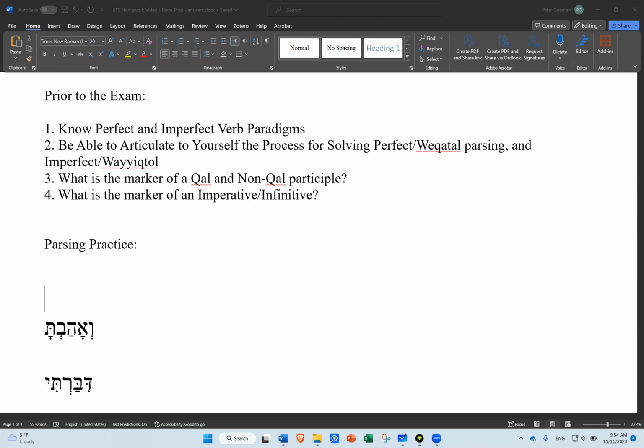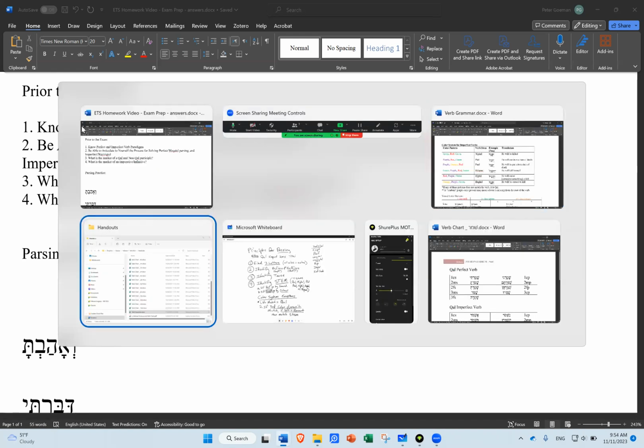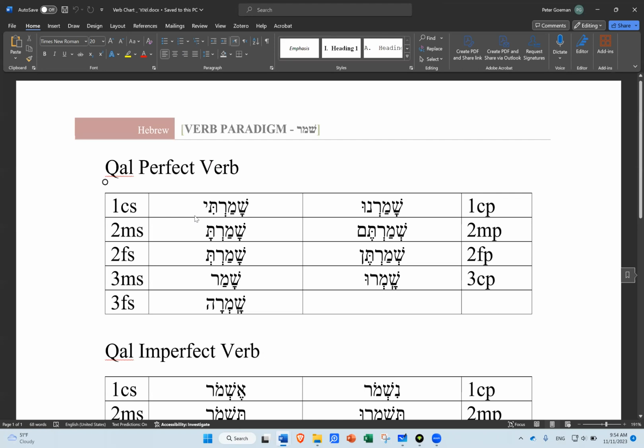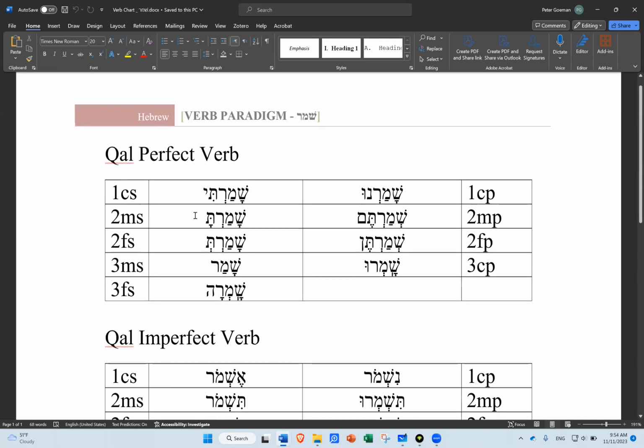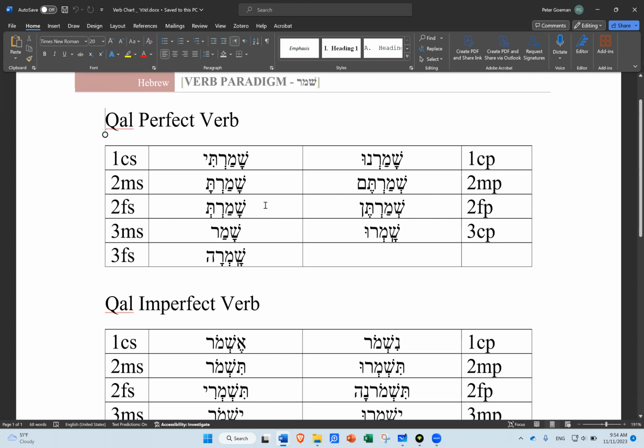Okay, so the first thing you really need to know is your perfect and imperfect paradigm. I've said that a billion times over. What we're talking about there is that you really should be able to reproduce or just know these charts well. You don't have to know the shamar pattern; you could know katal, but either way, you need to know the differences in the normal verb pattern: shamarti, shamarta, shamart, or katalti, katalta, katalt, katal, katala, etc.